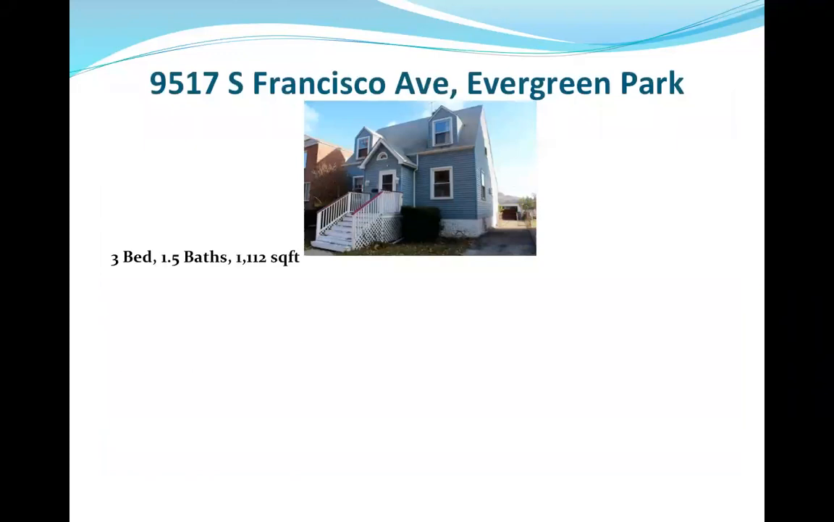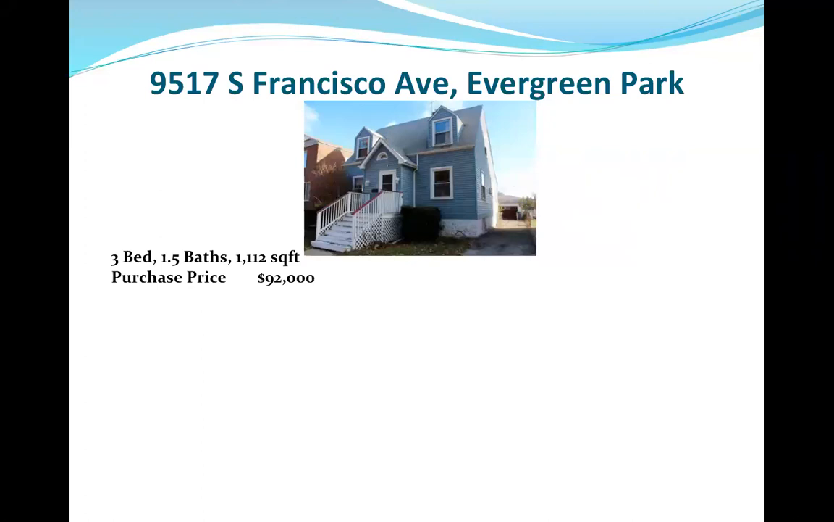So this is a property in Evergreen Park, 3-bedroom, 1.5 bath, about 1,000 square feet. As you can see, there are two things to keep in mind. The purchase price that you have to focus on is less than 150,000. The second thing to note is that we focus on bread and butter areas. Evergreen Park is a bread and butter area. So it's a B minus, C plus area.